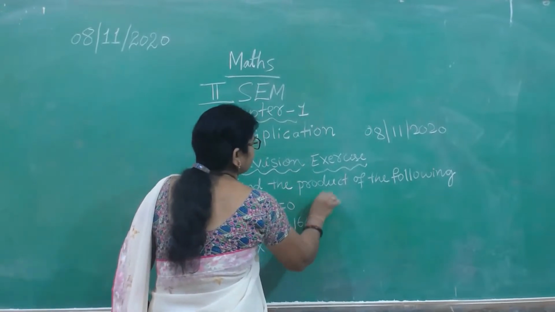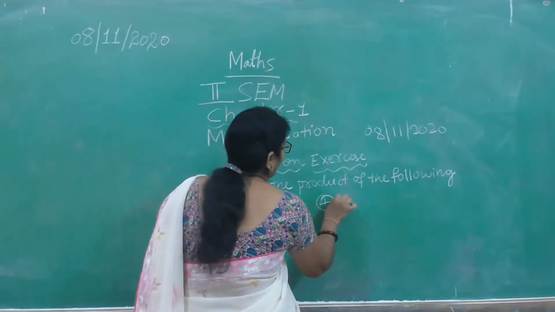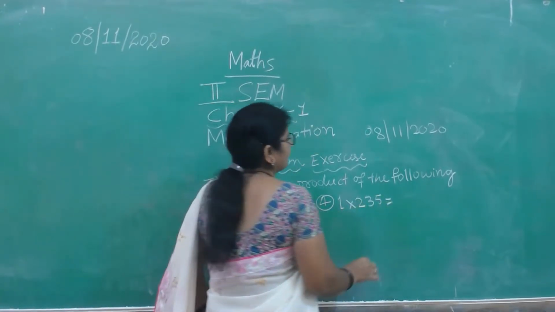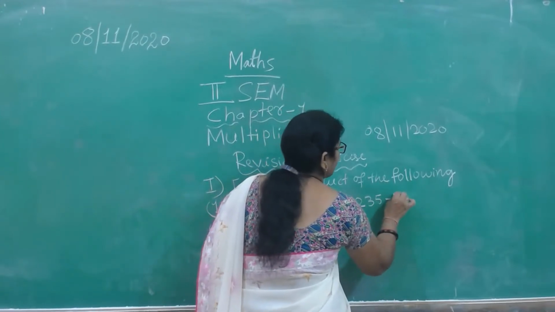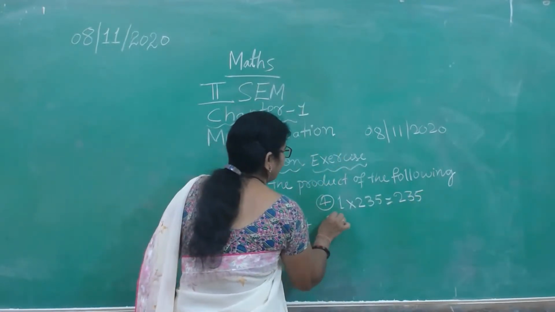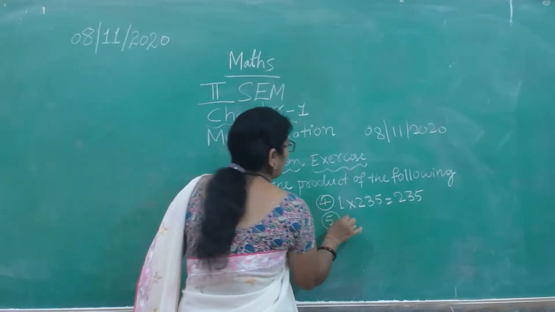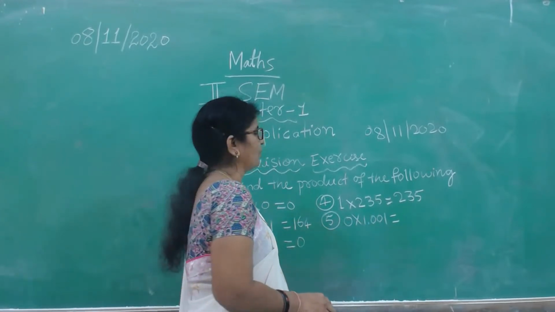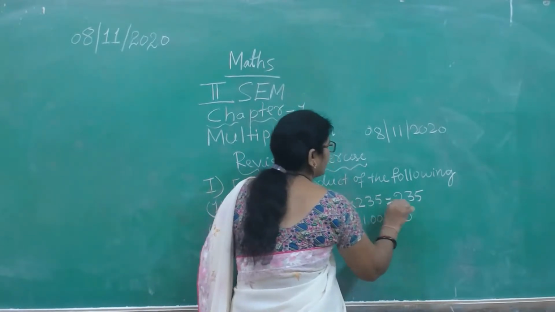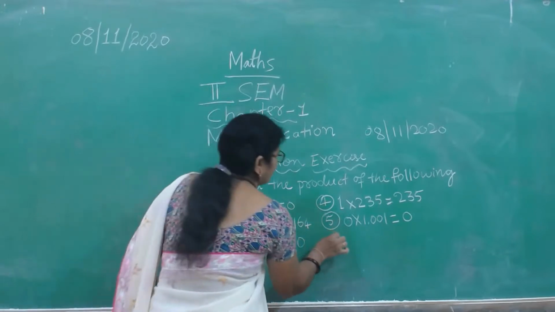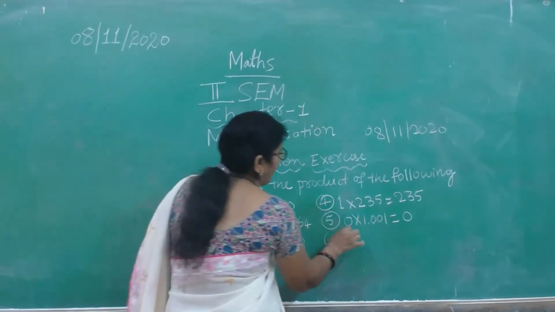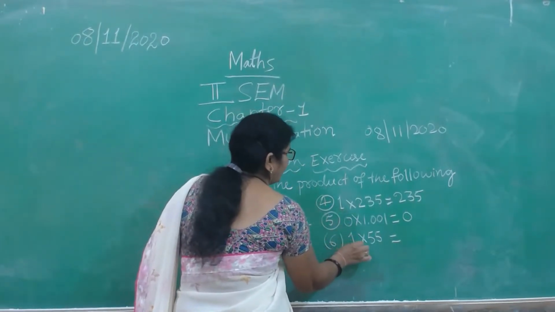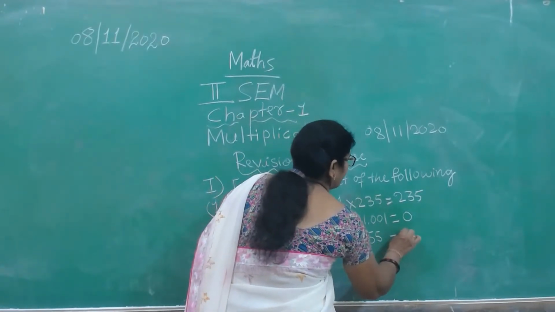Then fourth, 1 into 235. When 1 is multiplied by any number, the product is the same. Whatever the number is, that is 235. Fifth, 0 into 1001. 0 into any number is 0. If you multiply with 0, the product is 0. Sixth, 1 into 55. Any number multiplied by 1, sorry, the number remains the same. It is 55.